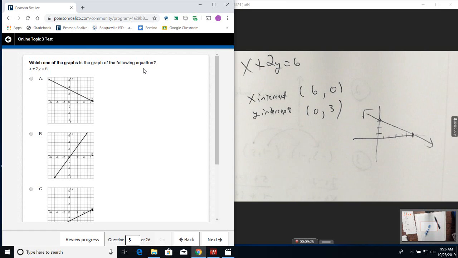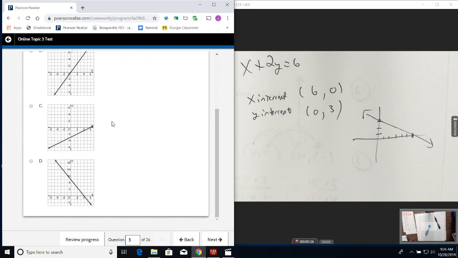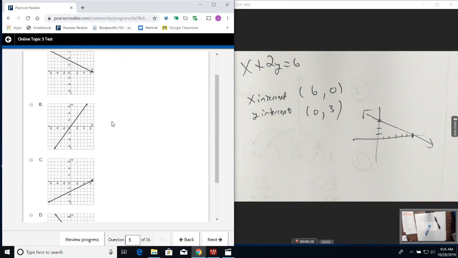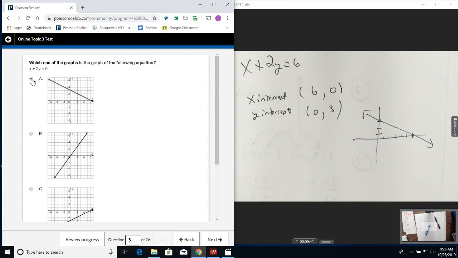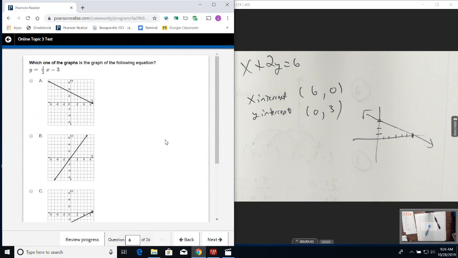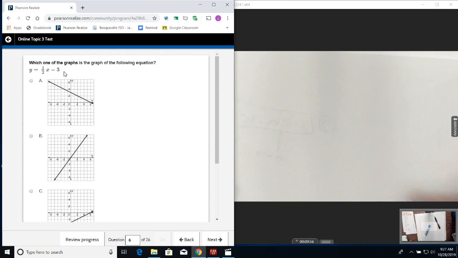Which one of those graphs shows that? Is it A? So y-intercept of 3 and an x-intercept of 6. Yes. Double check the rest and make sure the rest of them are incorrect. So the only thing it can be is A. We good with that? Now let's do question 6 together then. Which one of the lines is the graph of the following equations? Look, this is in what form? What form is that one in?